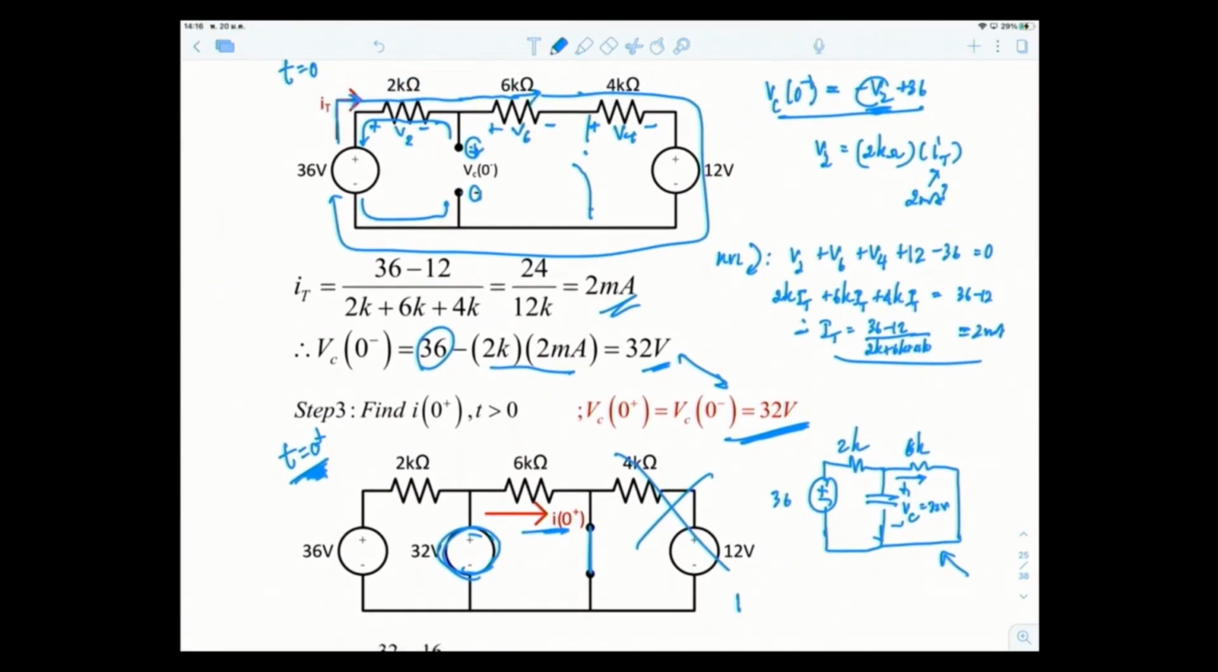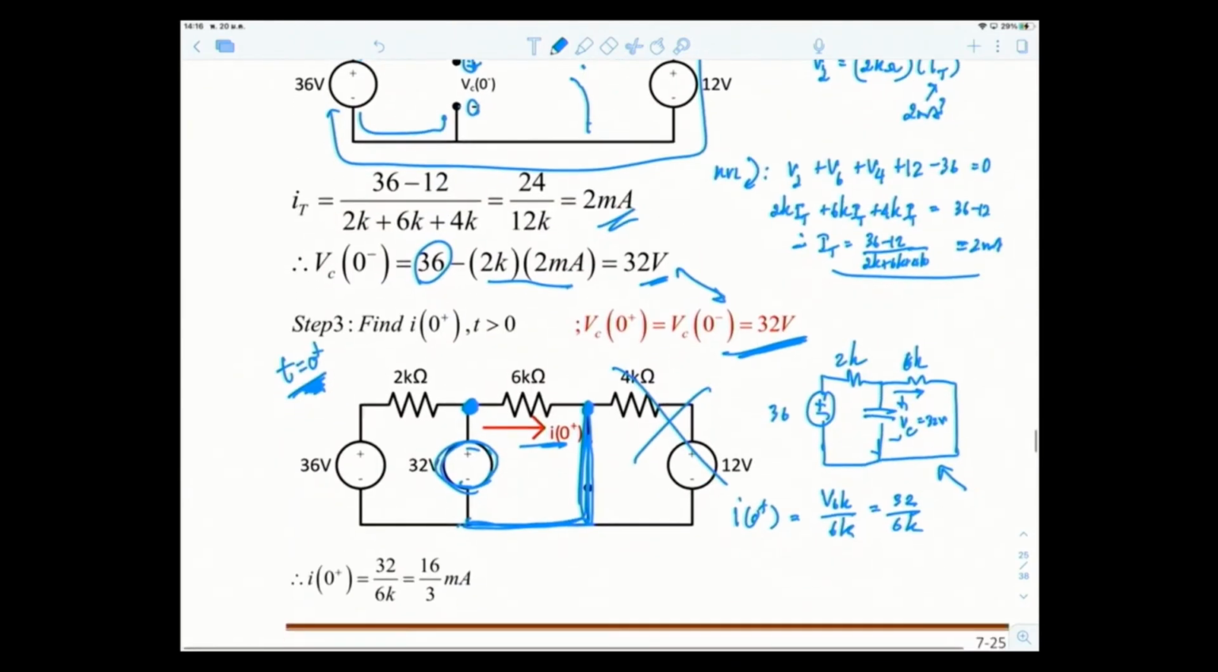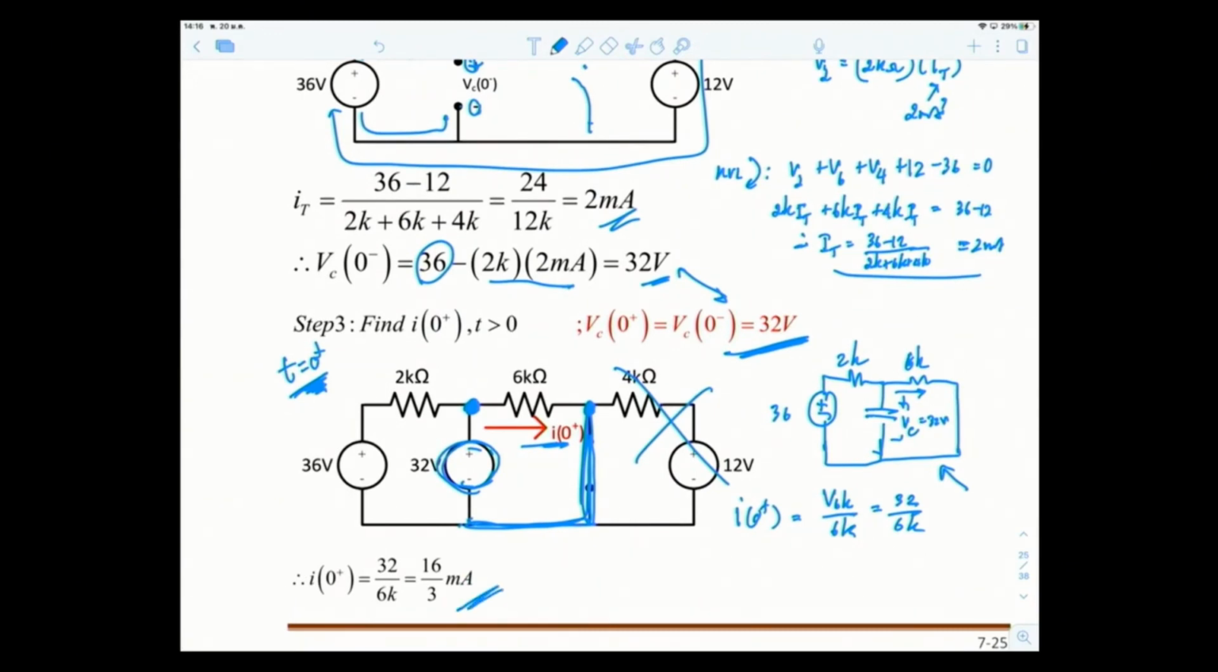I0 plus is the current passing through the 6K ohm. Ohm's law: V across 6K over 6K is your current I0 plus. Well, what is the V drop across 6K? This node and this node right here, which is linked down here, goes up here, all this is the same node. So therefore, the voltage drop across the 6K ohm is 32 over 6K. So therefore, it's 16 over 3 milliamps as I0 plus.